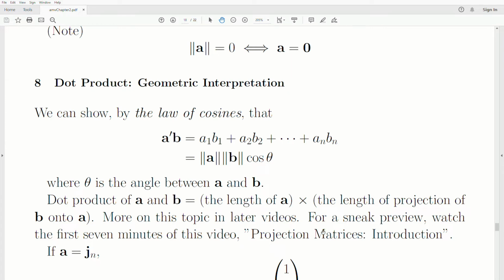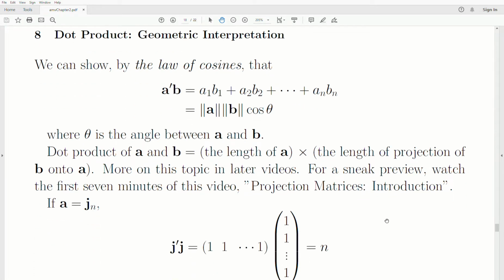If you want a sneak preview, I'll point you to the first 7 minutes of the video Projection Matrices Introduction, in a playlist that I think is denoted by matrix.